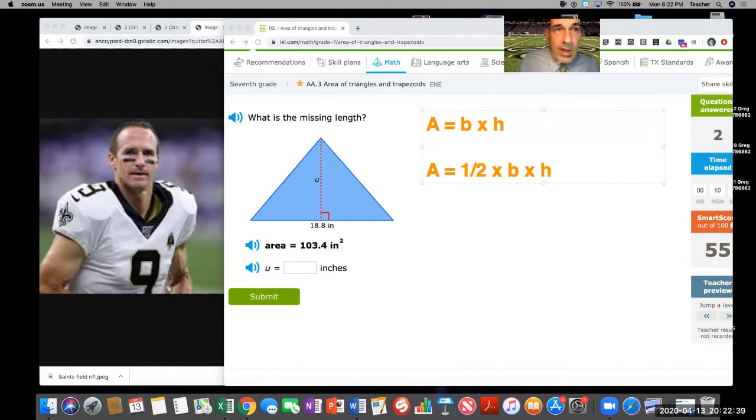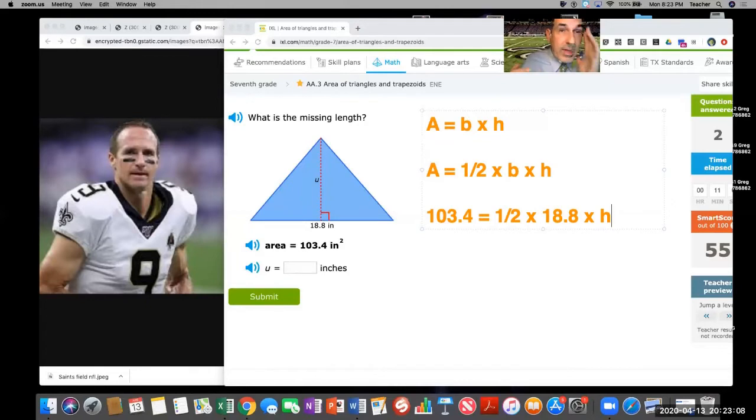Now, they aren't telling me the height, but they're telling me the area. The area is 103.4, should equal 1/2 times, the base is 18.8 times h, okay? So this is algebra. I need to solve for h. They're asking me what does, and in this case it's represented by the variable u.